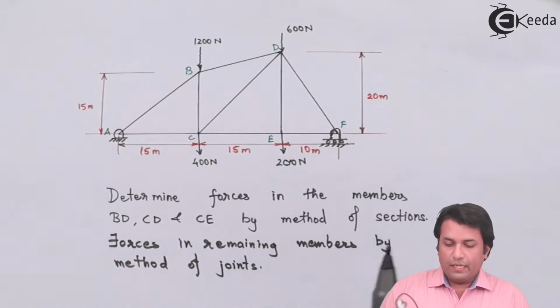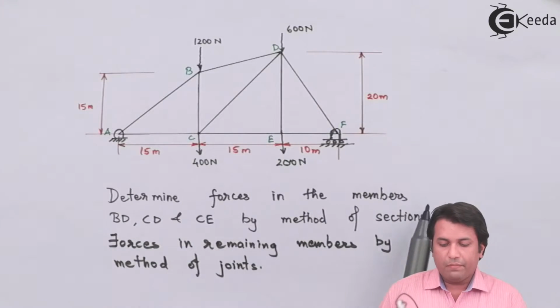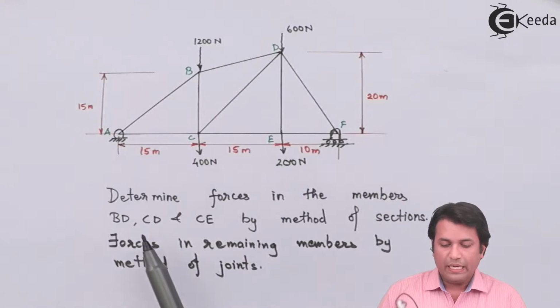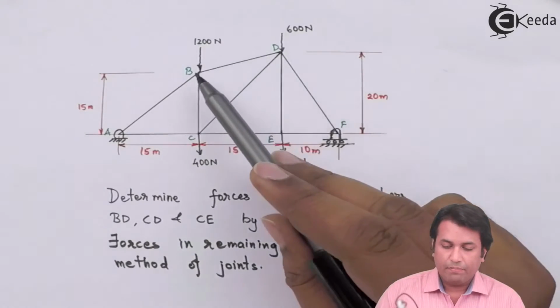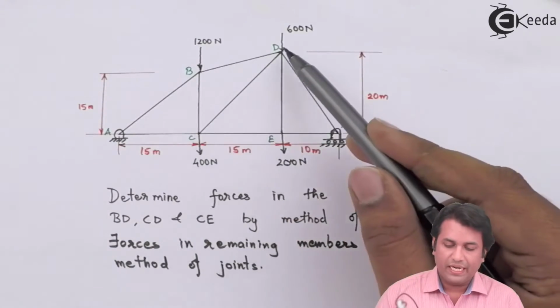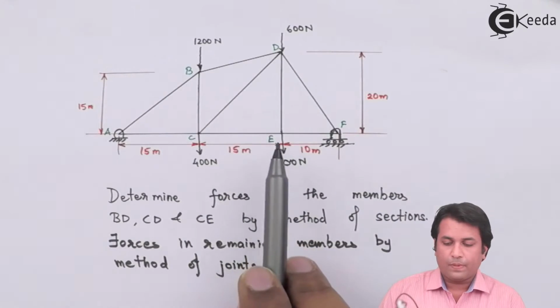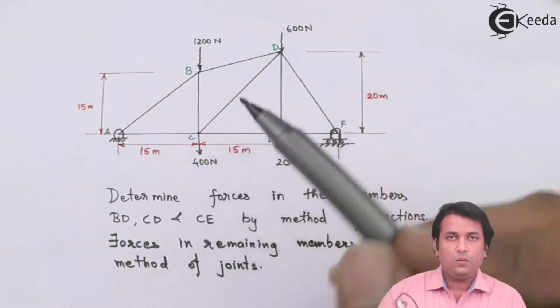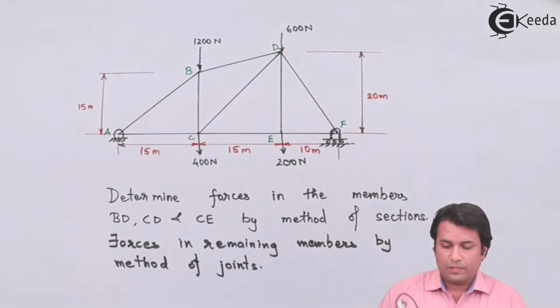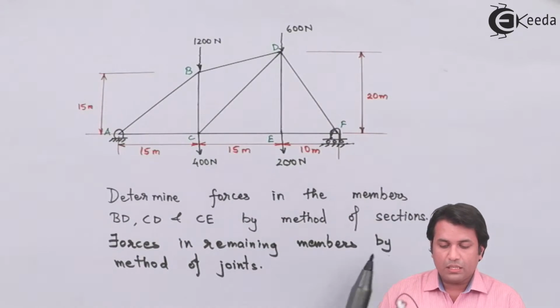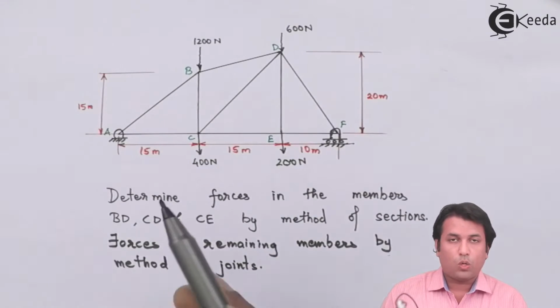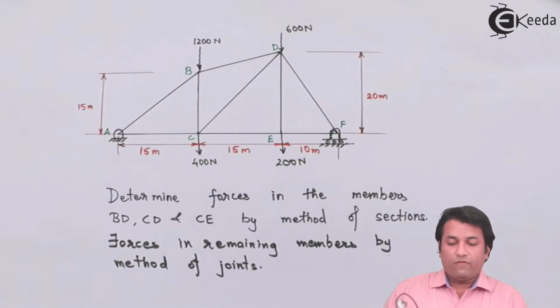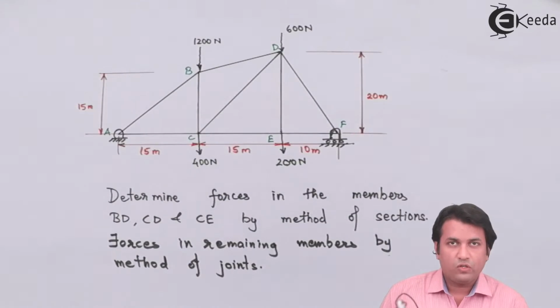Now in this it says that determine forces in the members BD, CD and CE by method of sections. That is BD, this member CD and CE. So I can take one single cutting plane in this fashion and find out the forces in these three members. But after that, the question also states that forces in remaining members by method of joints. So whatever is left out, you need to solve for those members by using method of joints.